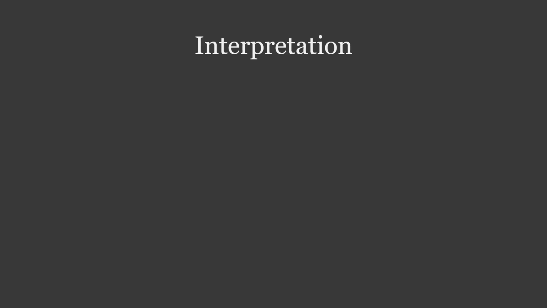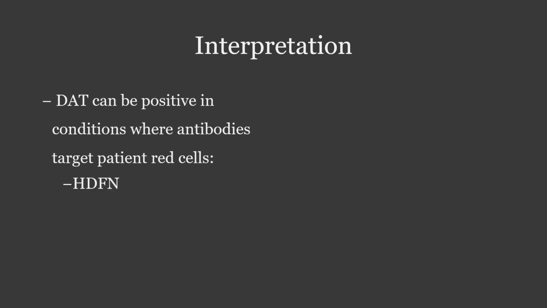All right, we will wrap this video up by talking about how to interpret the results of a DAT or IAT. There are no reference ranges for these tests because they are qualitative and we would almost always prefer them to be negative. The interpretation really depends on the context. A positive cord blood DAT is an indication of HDFN, but a negative result does not necessarily rule it out.